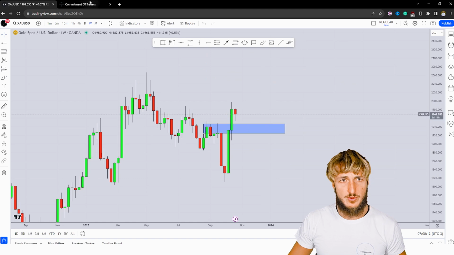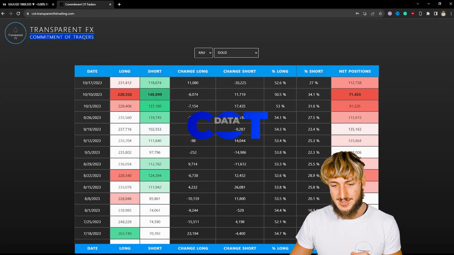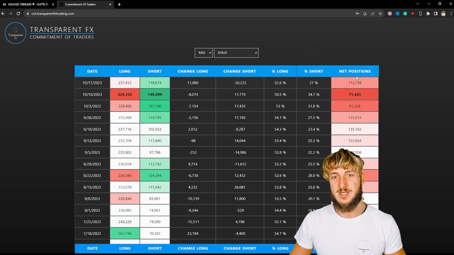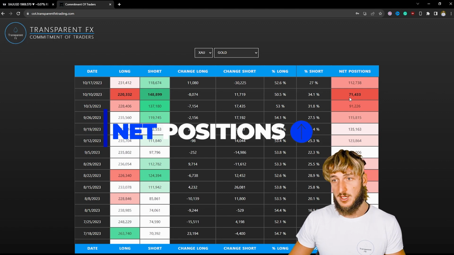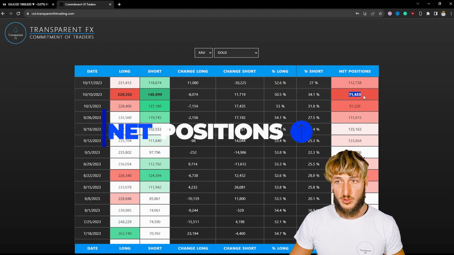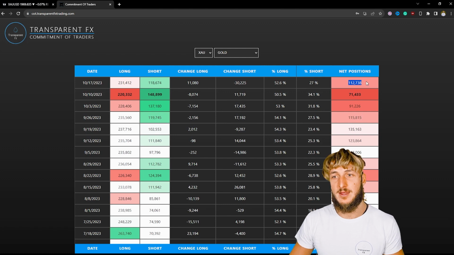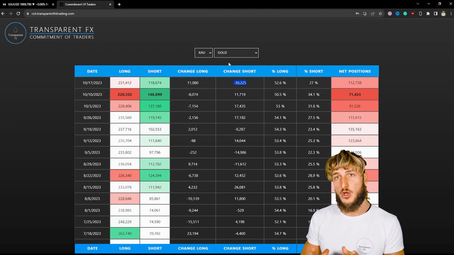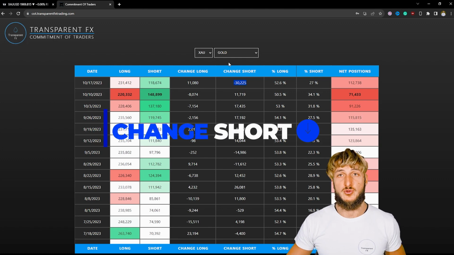Now, if we go and see what we have when it comes to the commitment of traders, so the COT data, which is what the non-commercials, the biggest speculators in the market, are doing, and we check the data precisely for gold, what we can see is that with the last reports, net positions have once again started increasing. We went from having 71.4k net positions up to 112k net positions, with 11,000 longs added with the last report and 30,000 shorts getting closed. Now, this shows how a massive amount of longs are getting added on the institutional side of the market for gold, and shorts are getting closed.